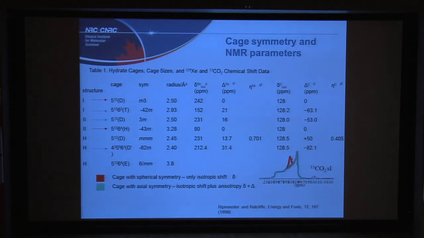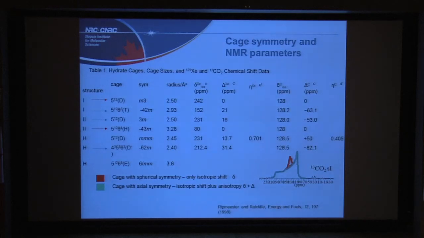If we now go to cages with axial symmetry, we have these three. The kind of pattern that we might expect for that is this. And here we have a chemical shift, but I should be working with this actually for carbon. We also have an anisotropy. So here we have two parameters. For that one we have 1, for this we have 2.